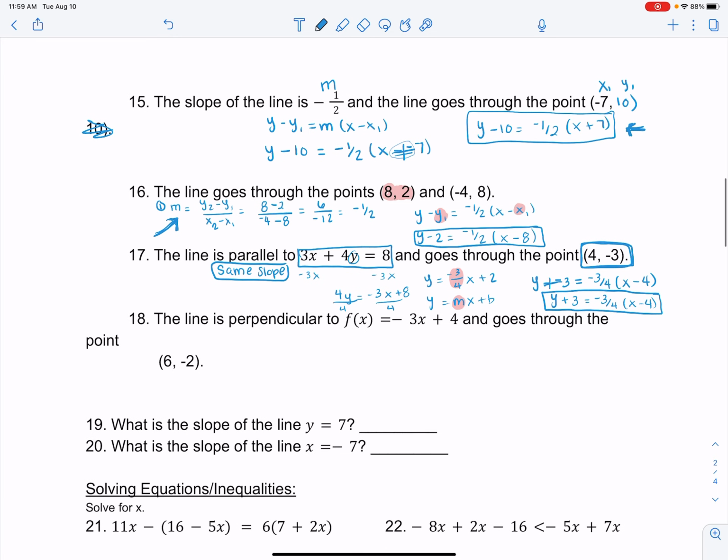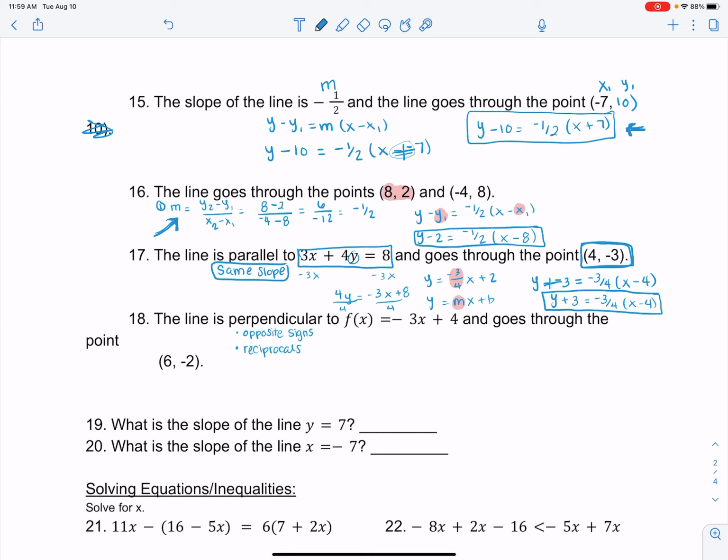Okay, now if I need a line perpendicular to that equation that goes through the point 6, negative 2, perpendicular lines have slopes that change in 2 ways. They're opposite signs. So if it's negative, it turns to positive, positive turns to negative, and they're reciprocals. So the slopes will flip around the fraction.